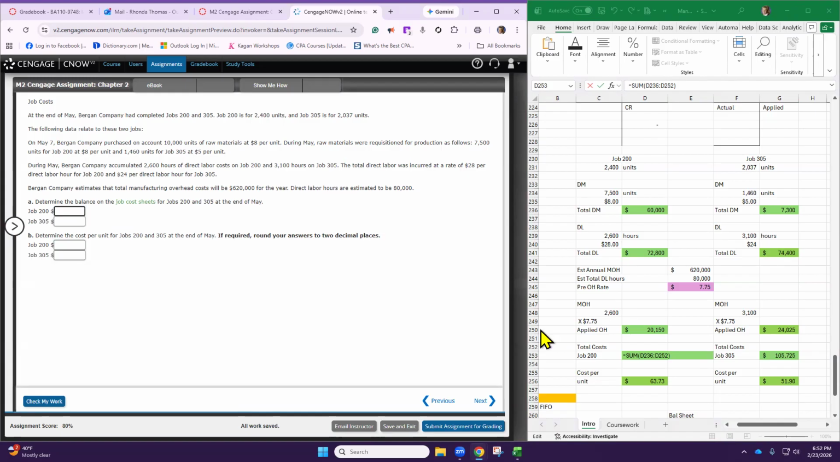So for job 200, just a minute. Okay, I got 152,950, and then job 305 is 105,725. And then the last thing is the product cost per unit. Okay, product cost per unit. So you're going to have to get used to this, because a lot of times they'll ask that.